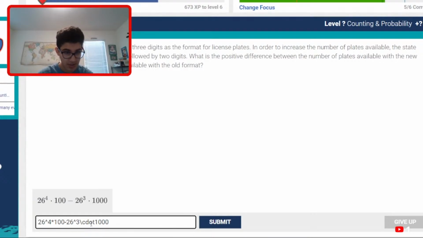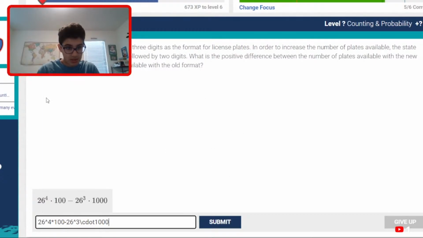Okay, so this is what we have. Obviously, we need to simplify this somehow. We can do that by taking out, well, let's just make sure we've done all this correctly first. There are 26 letters in total, and 10 digits. So it's going to be three digits. So 26 cubed times 10 cubed is the initial thing. And then they change it to four letters, two digits. So 100. Okay, so this is what we have. This is what we have to figure out now.